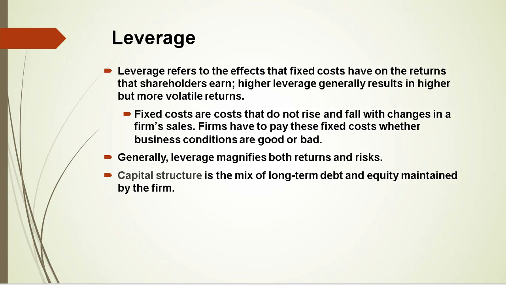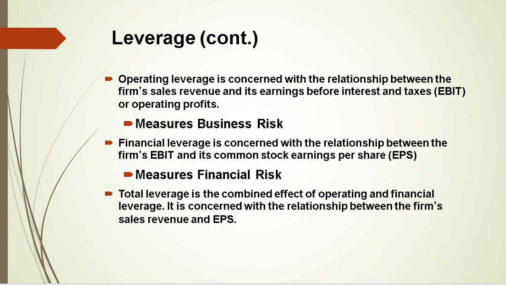Now, the process that we're going to talk about here is capital structure. That is the mix between long-term debt and equity for the company. So there are three basic measures, if you will, of risk that we're going to talk about with respect to leverage. The first kind, operating leverage, is those fixed costs that are associated with running the business. As we'll see when we look at some formulas, it's a fairly straightforward formula, but operating leverage measures business risk.